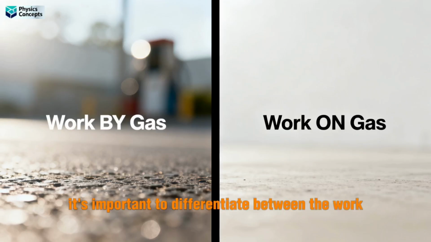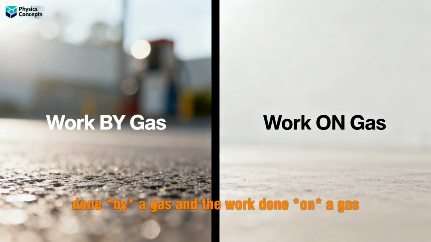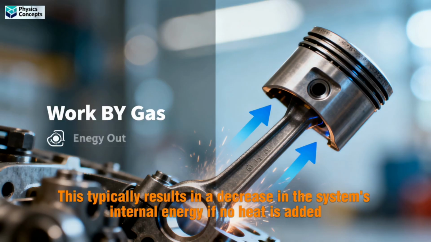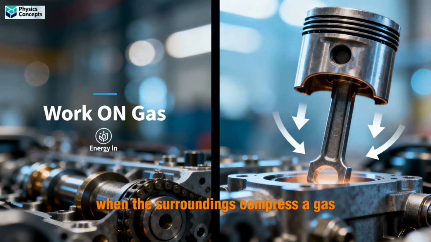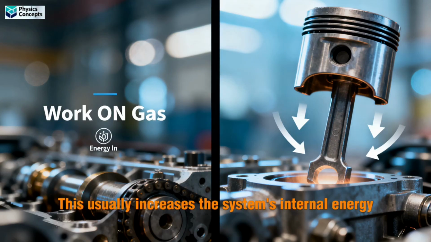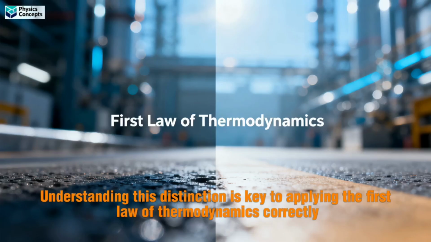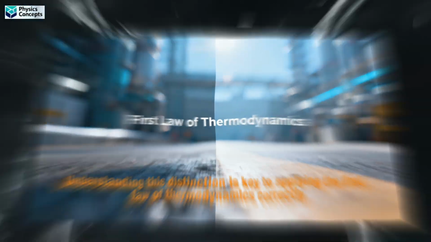Finally, it's important to differentiate between the work done by a gas and the work done on a gas. When a gas expands, it pushes against its surroundings, doing work by the gas. This typically results in a decrease in the system's internal energy if no heat is added. Conversely, when the surroundings compress a gas, work is done on the gas. This usually increases the system's internal energy, as energy is transferred into the gas. Understanding this distinction is key to applying the first law of thermodynamics correctly.